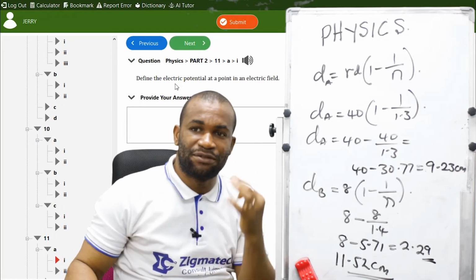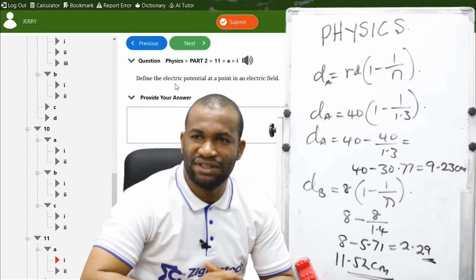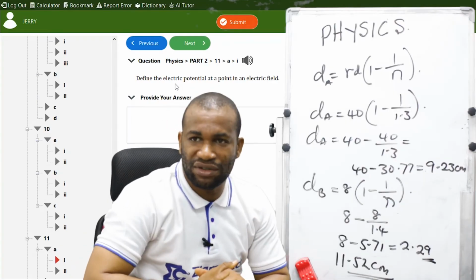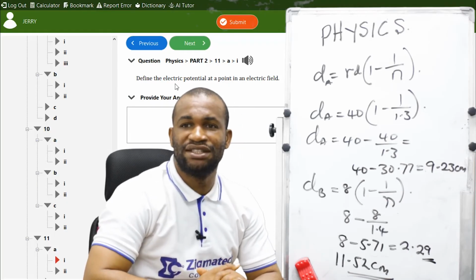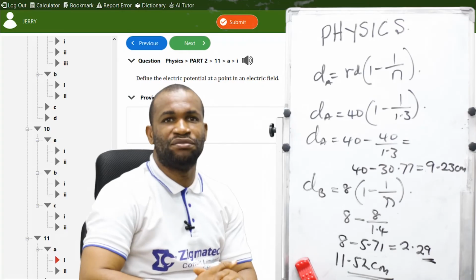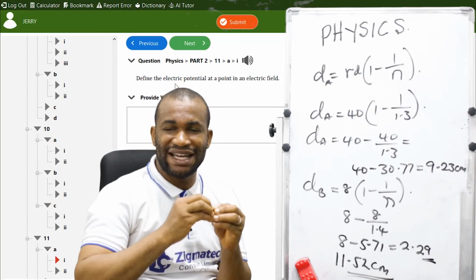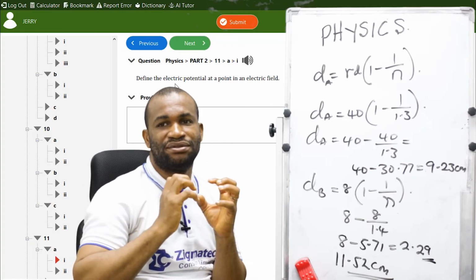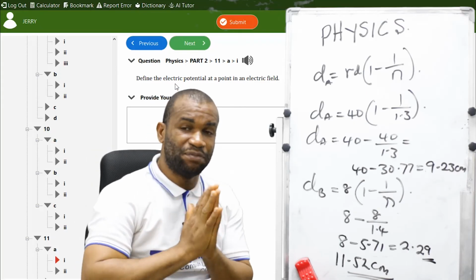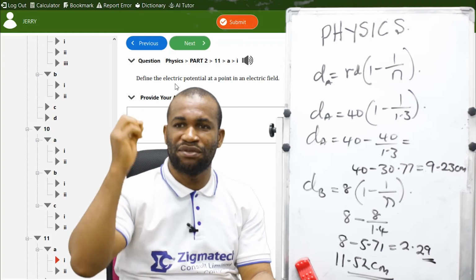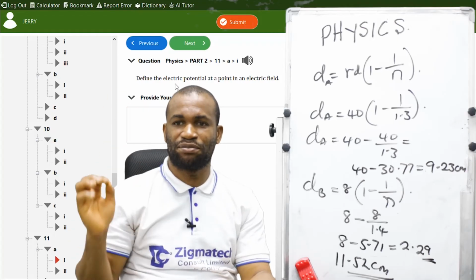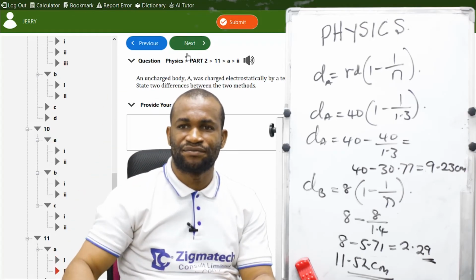Define electric potential at a point in an electric field. Electric potential at a point in an electric field is the work done in moving a unit mass from infinity to that point against the electric field. In fact, simply put, it is the work done in moving a unit positive charge from infinity to that point, and that will be fine.